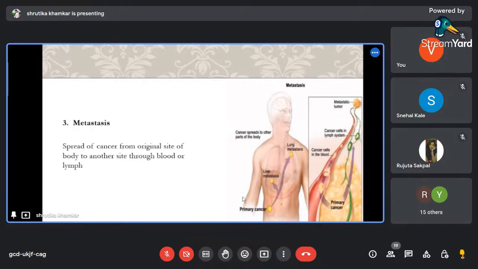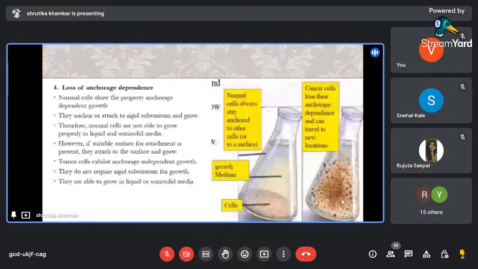The fourth property is the loss of anchorage dependence. So you can see here this image.